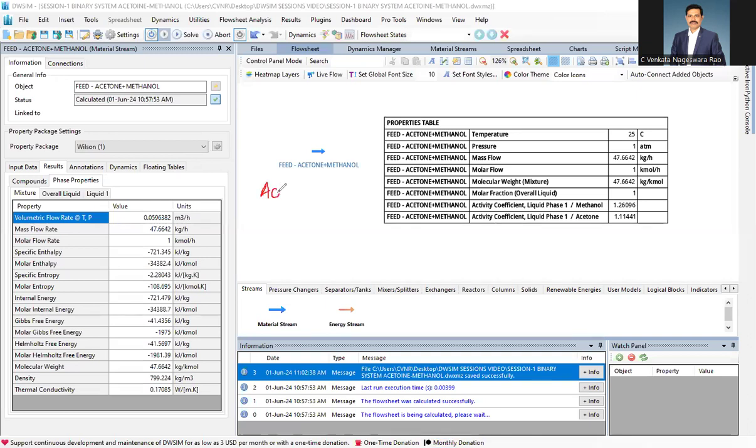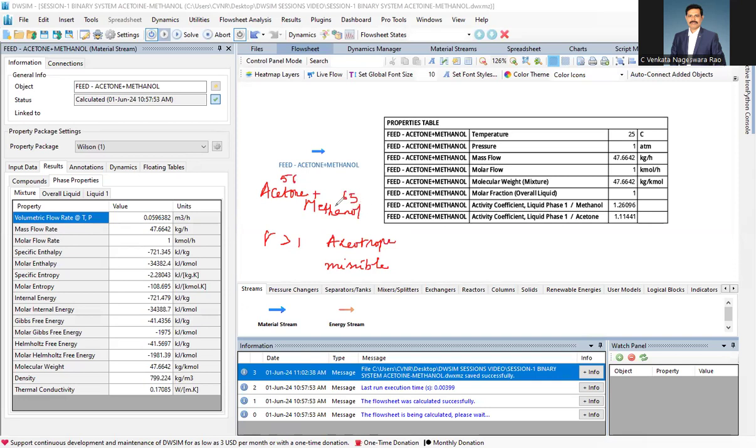Last session, we saw acetone plus methanol. We also saw the activity coefficient is greater than 1, which means it is forming a zeotrope. So this mixture is a zeotrope, and these two are miscible also. The boiling point of acetone is nearly around 56 and the boiling point of methanol is around 65.